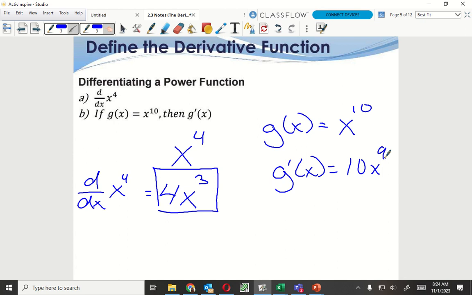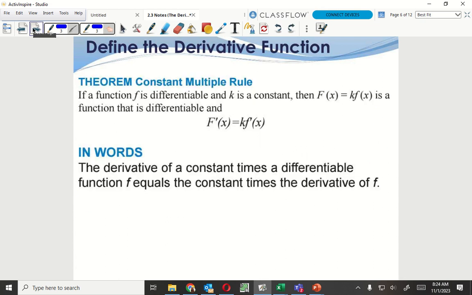Good. Constant multiples. If a function f is differentiable and k is a constant, then k times f of x is a function that is differentiable. Okay.